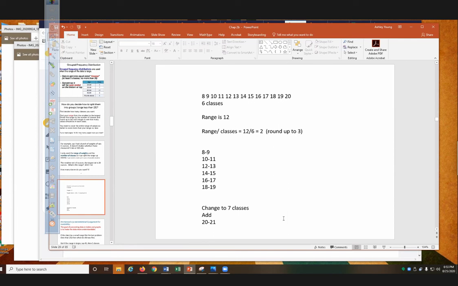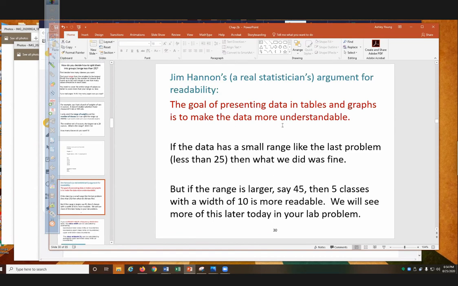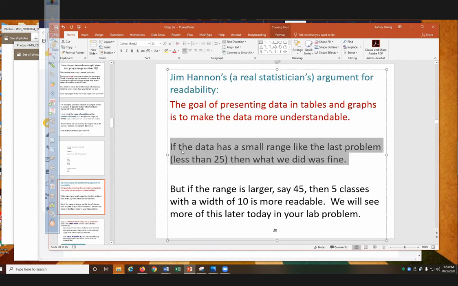You can kind of fiddle with it. So I would make it 7 classes and add another class, 20 to 21. The beauty of it is we're talking again about items that are small ranges, less than 25. Then you can just fiddle with your data and find something that fits well and looks good and makes sense. That's a piece of cake.